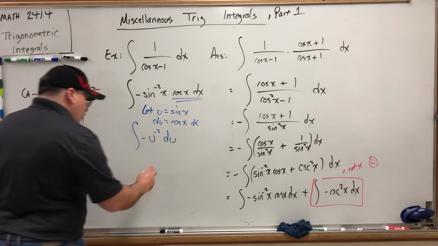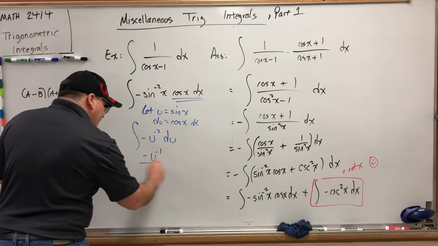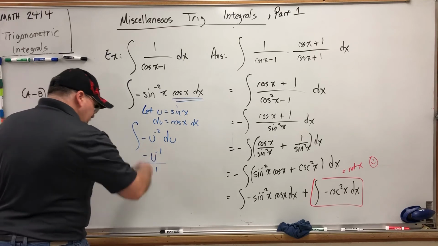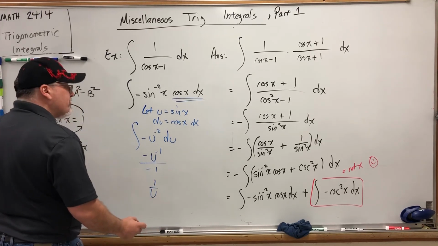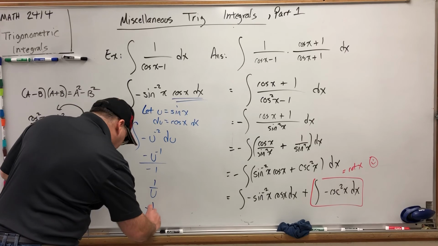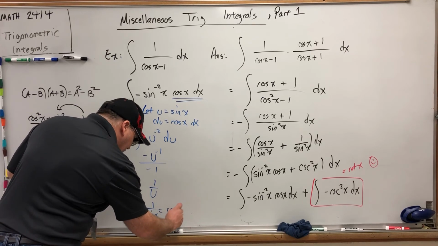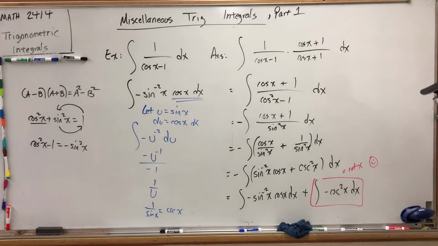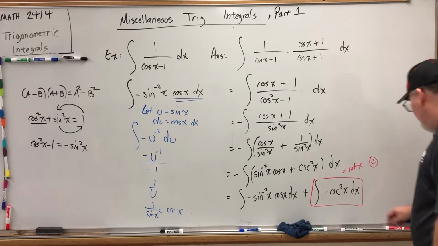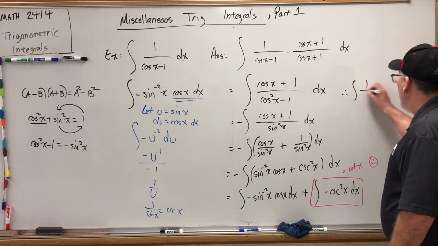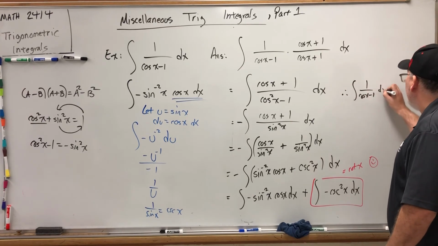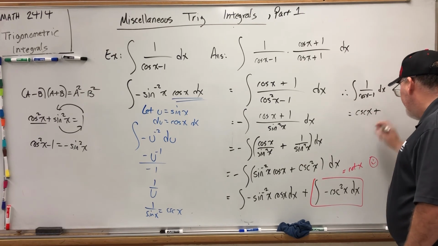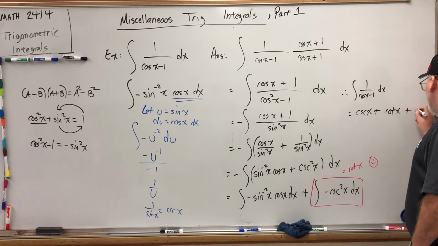Just integrate it by adding 1 to the power to get negative 1, dividing by the new power, and we still had a negative in front. And so the negatives cancel, and this becomes 1 over u, but u was sine, so this becomes 1 over sine, which is cosecant. So our answer is cosecant plus cotangent. Therefore, the integral of 1 over cosine of x minus 1 dx is equal to that answer, cosecant of x, plus this answer, cotangent of x, and of course, plus our constant of integration.